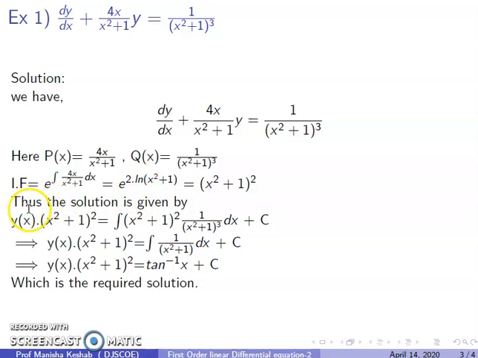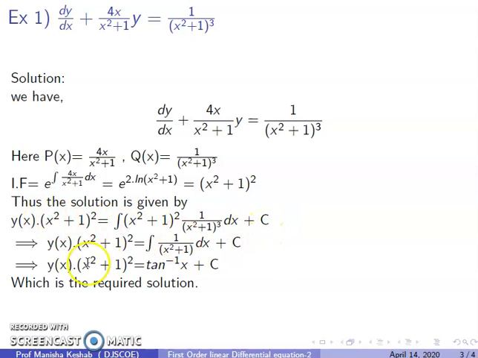Okay, so next the solution will be given by y(x) into the integrating factor, which is (x² + 1)², equal to the integral of the integrating factor, that is (x² + 1)², into q(x). Now our q(x) is what? 1/(x² + 1)³ dx plus c. C is the constant of integration.